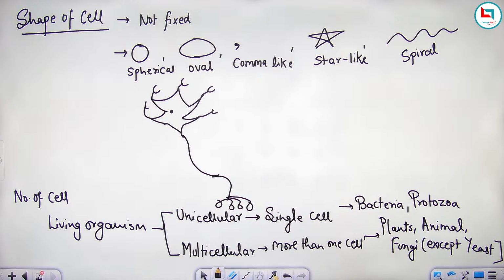If we talk about the number of cells present in a living organism, there are two different types of living organism. They can be either unicellular, made up of a single cell, or multicellular, made up of more than one cell. Bacteria and protozoa, meaning amoeba and paramecium-like organisms, are unicellular organisms, while plants, animals and fungi except yeast are multicellular organisms.